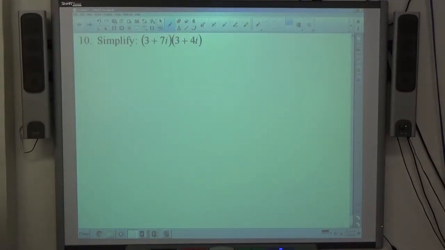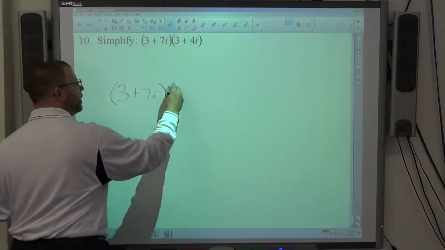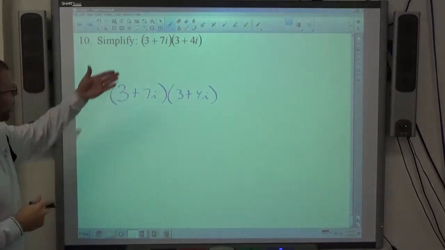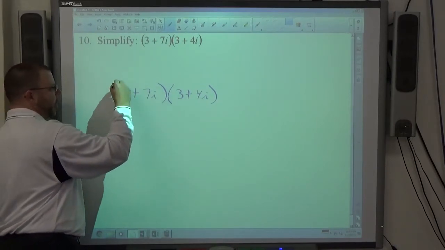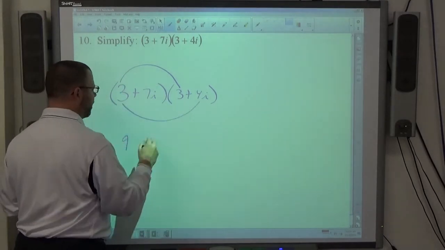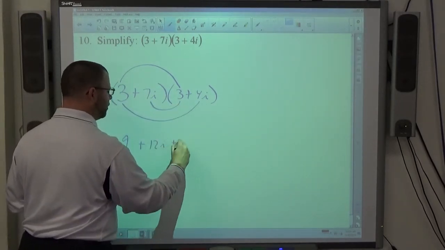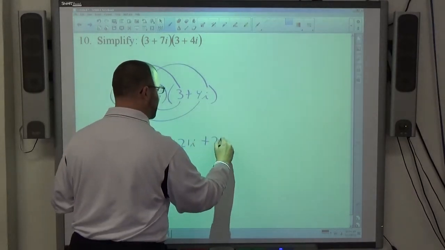Number 10, simplify. We're multiplying imaginary complex numbers. 3 plus 7I times 3 plus 4I. I like to write them in A plus BI order, which it started off as. I brought it down here just to be able to draw the FOIL on it. First times first is 9. Outside times outside is positive 12I. Inside times inside is positive 21I. Last times last is positive 28I squared.